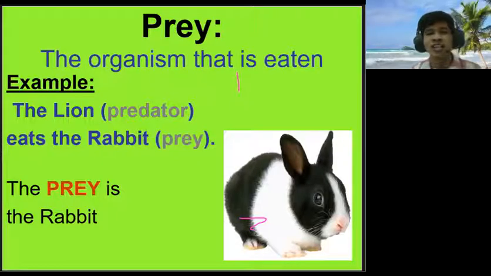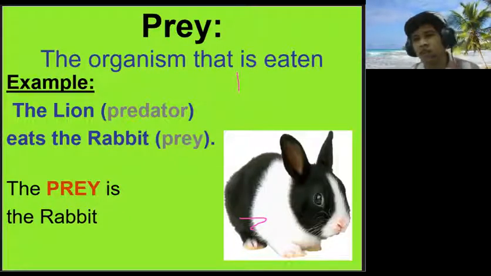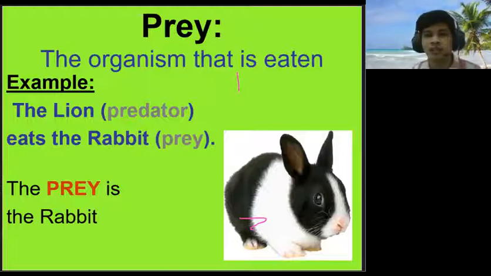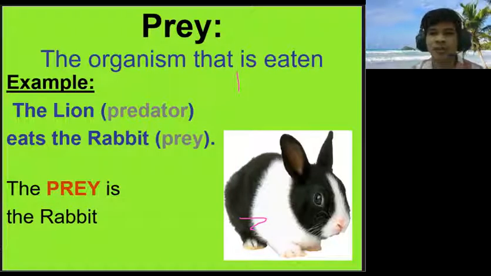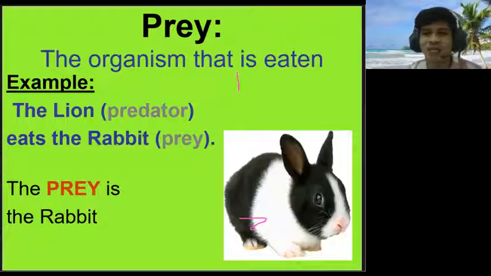Consumers are the animals. And we have how many types of animals? 4, right? 4 types of animals or consumers: herbivore, carnivore, omnivore, and scavenger. And the third one, we have decomposer. What are the examples of decomposers? We have bacteria and fungi. All right.